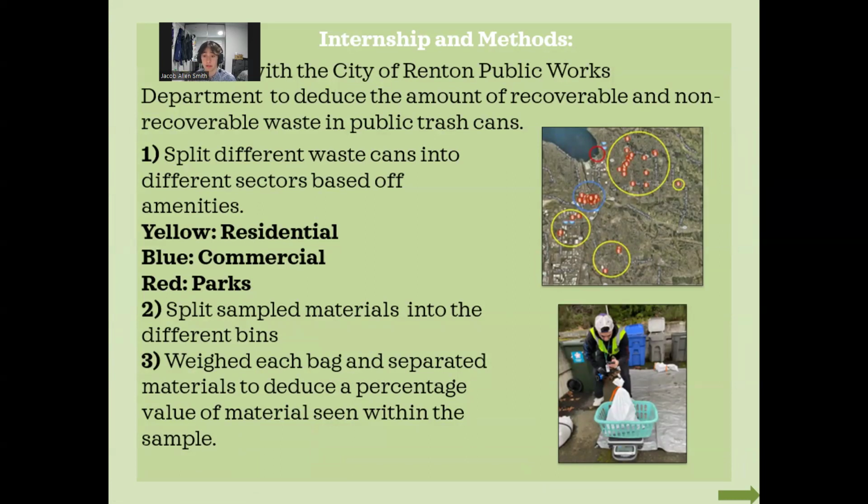We first split different waste cans into different sectors based off of amenities, yellow being residential, blue being commercial, and red being parks. This was really mainly to identify the different kinds of materials that circulate these kinds of areas most often. Number two, we split sample materials into different waste bins, essentially giving each one its own category. So plastics had its own category, papers, compostable waste, haz waste, you name it. Number three, we then weighed each bag and separated material to deduce a percentage value of material seen within the sample.